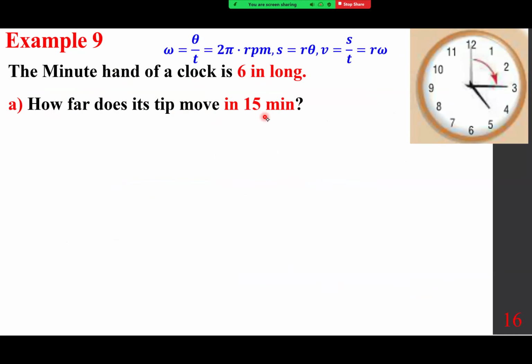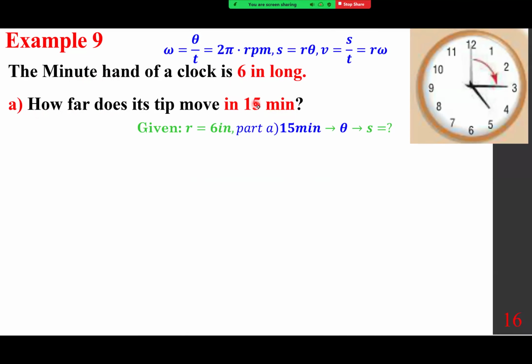What is given? R is 6 inches. 15 minutes will help us find theta and then S. So first, understanding the question. R is 6 inches. They said so. When I said that, it's for the minute hand.